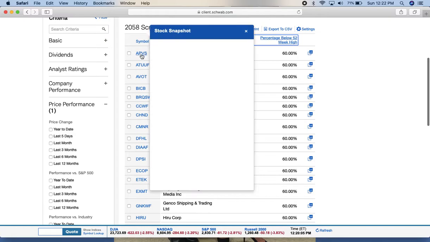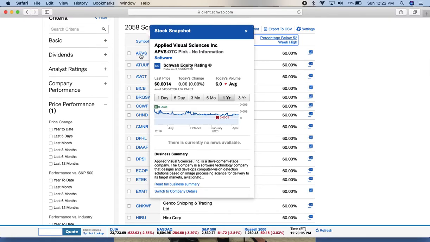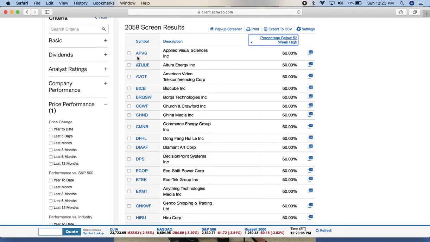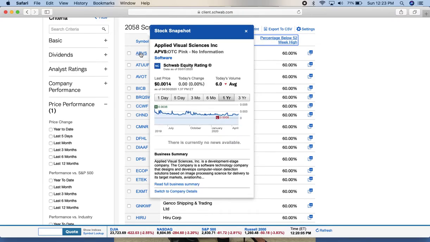Okay, here you go. So if I hover over the symbol, and I have this set up where I'm looking at the 1-year chart, it gives me a preview. Now when I look at this chart right here, to me I don't see that as a great deal. Meaning it's trading, oops, sorry, I lost my focus there. It's trading at 0.0014 cents per share. Now, granted, you can buy a lot of shares, but the high is 0.0035.